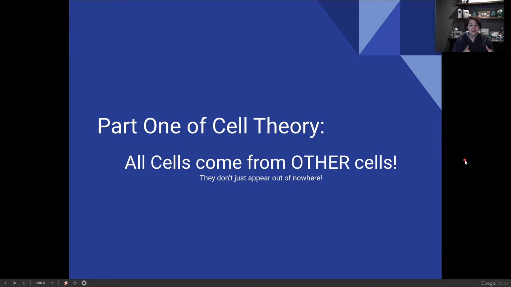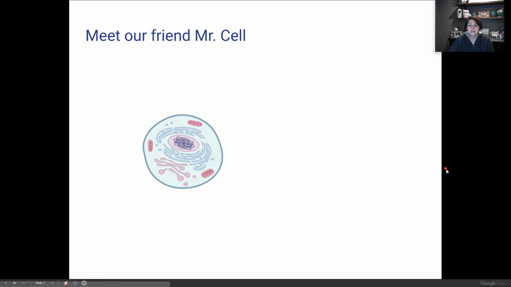So while these guys are studying, the cell theory is really developing, and the cell theory is really important to the understanding of cells. Part one of cell theory is that all cells have to come from other cells, they don't just appear. At the time, a lot of scientists did believe that cells would just appear out of nowhere. But we know now for sure that all cells come from other cells.